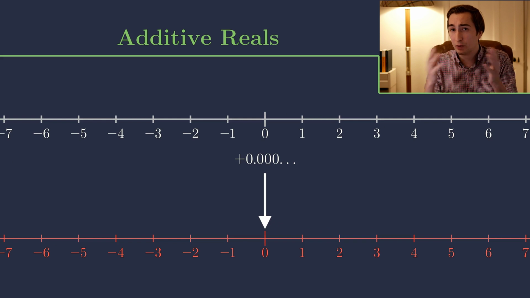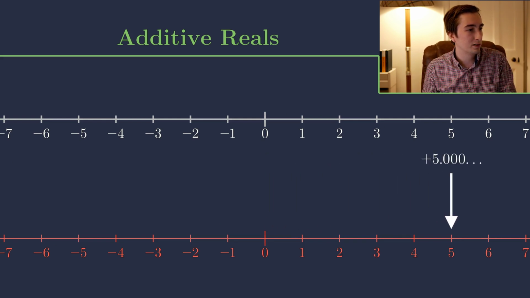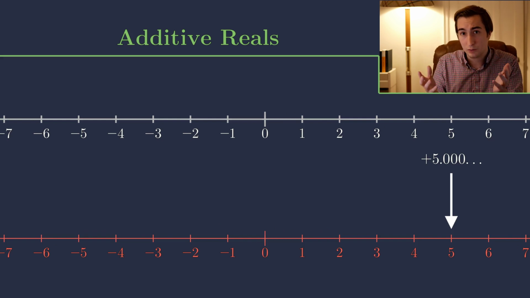So how then could we interpret addition? What does it mean, for example, to say 2 plus 3 equals 5? So let's look at the number 5 here.